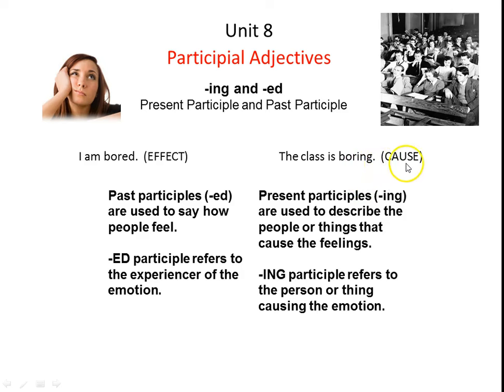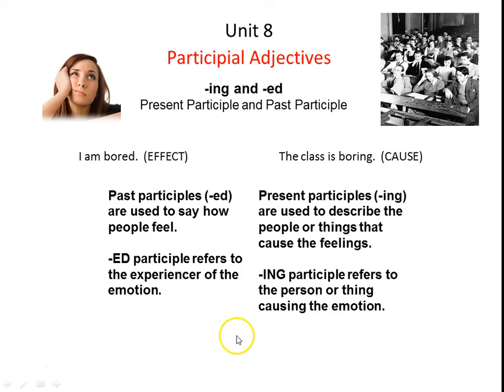Ing refers to the cause. And what is that? Present participles are used to describe the people or things that cause the feelings. The class is boring. The teacher is boring. The teacher is interesting. The class is interesting. The lesson is interesting. The ing participle then refers to the person or thing causing the emotion.